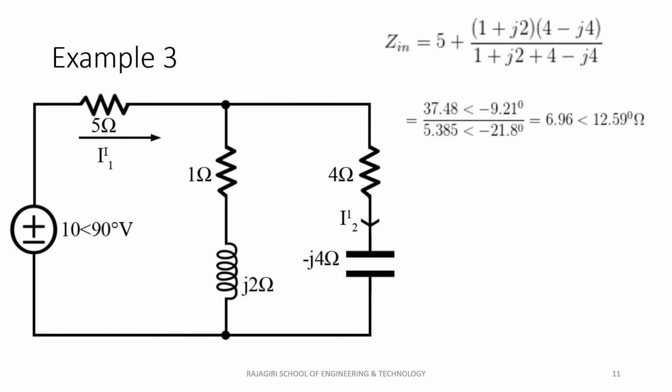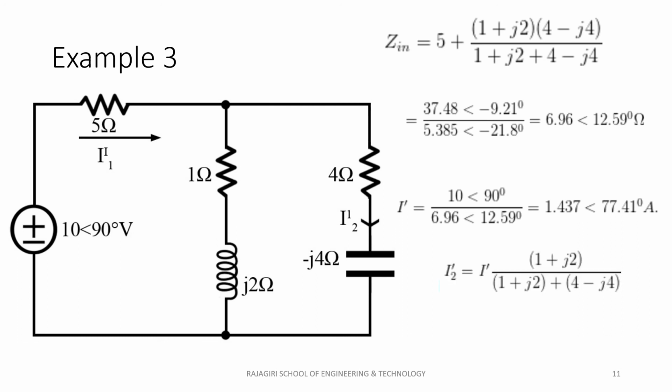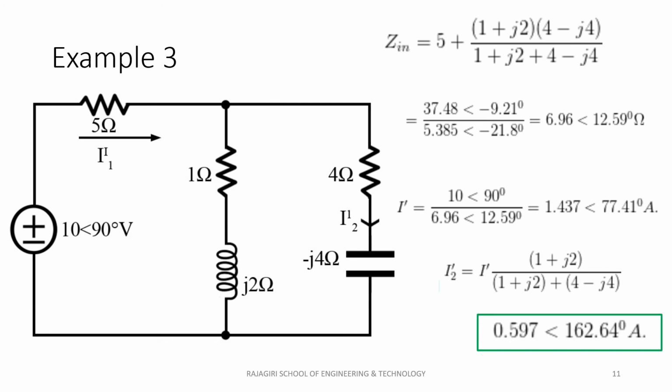Now, the current sourced by the voltage excitation can be calculated as I prime. The current through the rightmost branch, I2 prime, can be computed using current division rule now. I2 prime determined is equal to 0.597 angle 162.64 degree amperes.